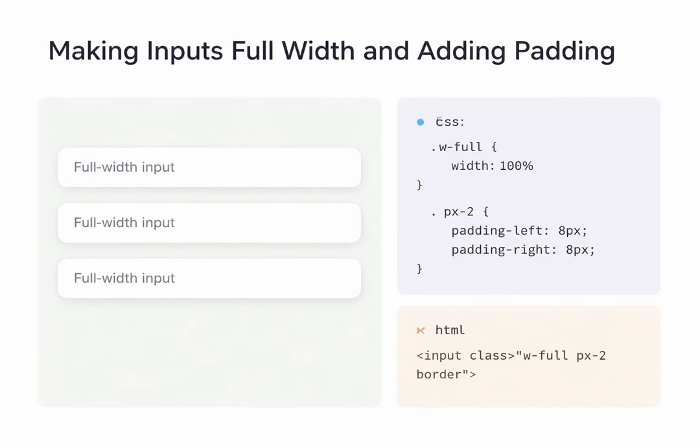To improve layout, inputs are often made full width so they line up neatly. And if the text feels like it starts too close to the edge, padding fixes that. A common approach is adding a width of 100% and horizontal padding so the typed text has breathing room.